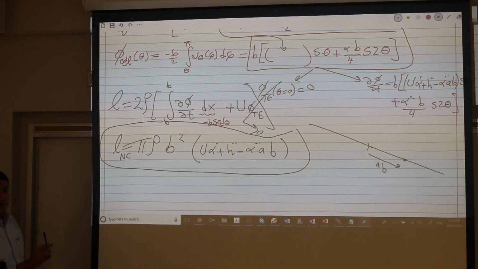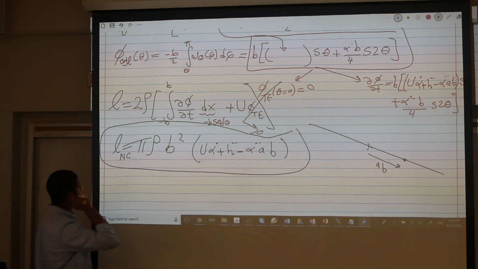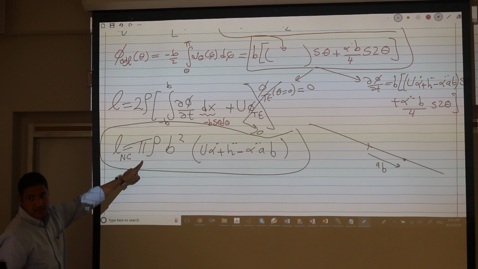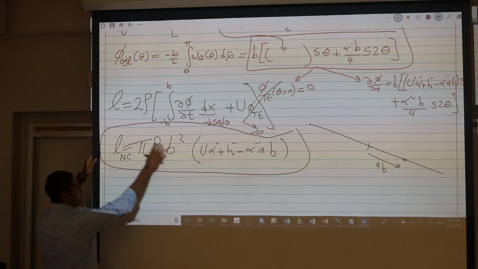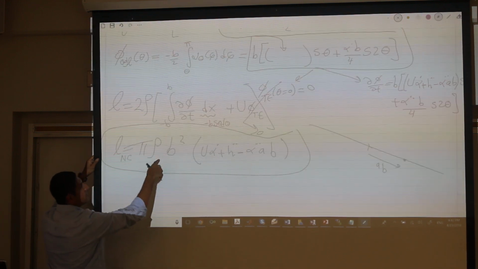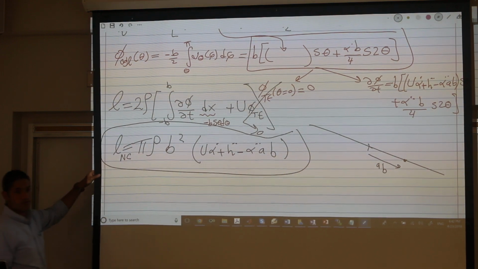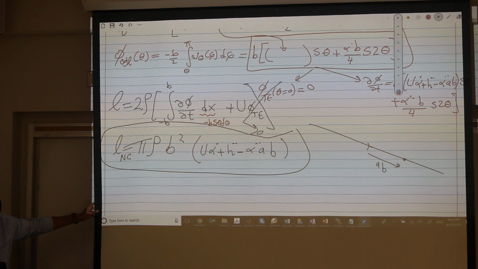So let's identify these terms first. What is this and what's that? This term looks like a mass. It has the units of mass per unit length, because in two dimensions, everything is per unit length. Density times volume gives you mass, so we're multiplying by volume per unit length, or area. So this is a mass.